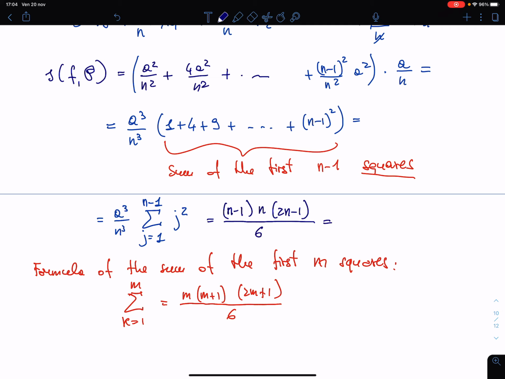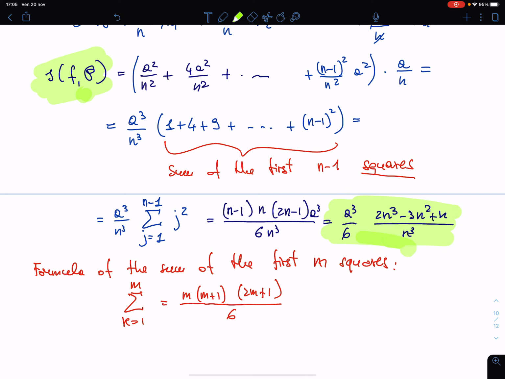We can write it by performing the multiplication here. So we have a cubed over n cubed times, here, a cubed over 6, and then 2n cubed minus 3n squared, if I am correct, plus n, divided by n cubed. Okay, and this is the lower sum with this so-called democratic partition in which all elements are equal.